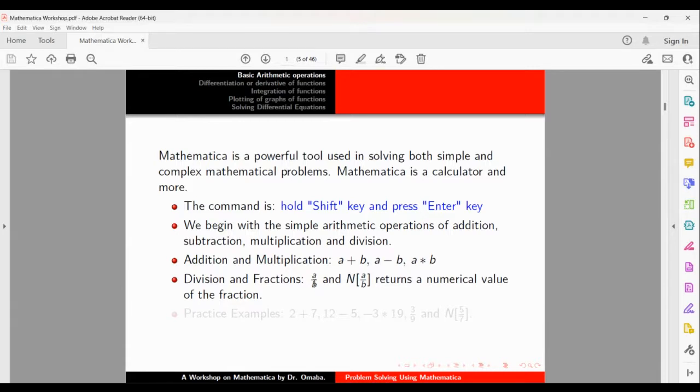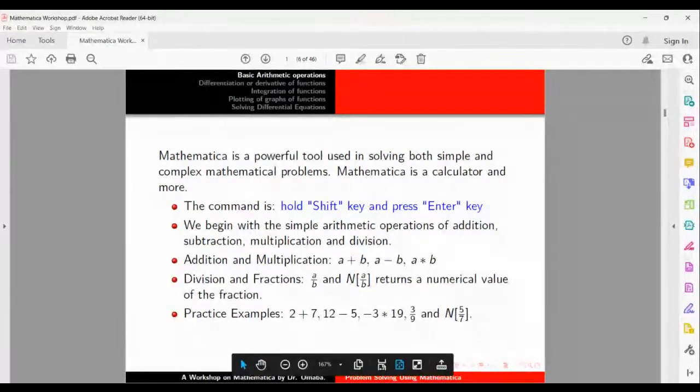It may give you a fraction. But if you want a numerical value for your fractions, you have to attach N. So you just write N, and then you write your division or your fraction, and it will do the work. So these are the basic arithmetic operations that it can do. So we can look at how we can do this.